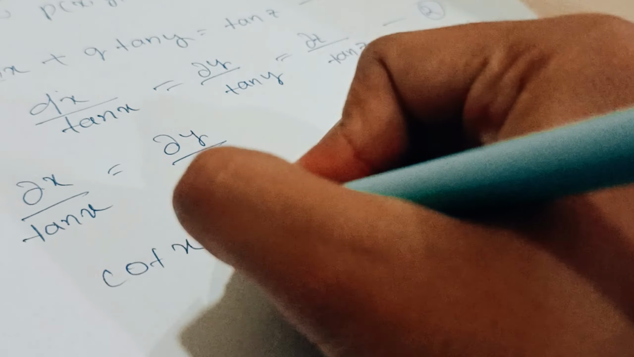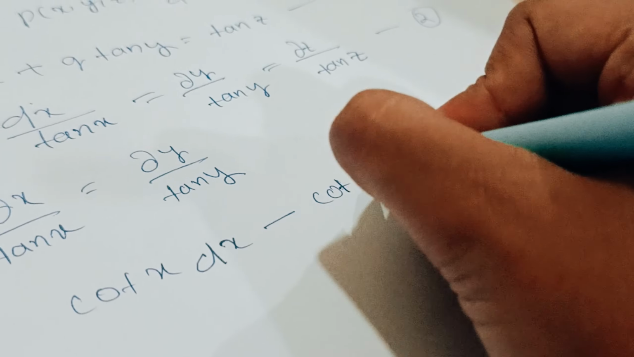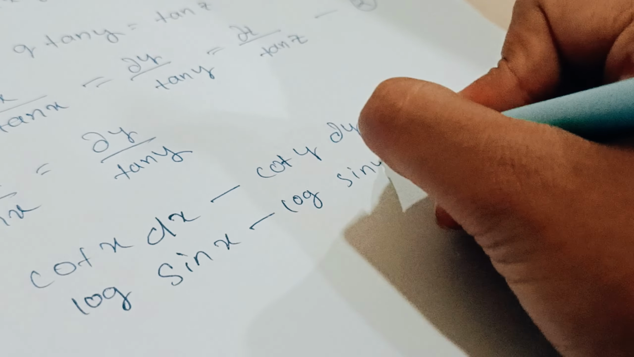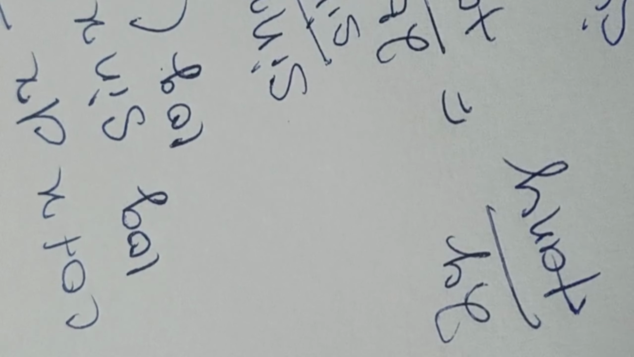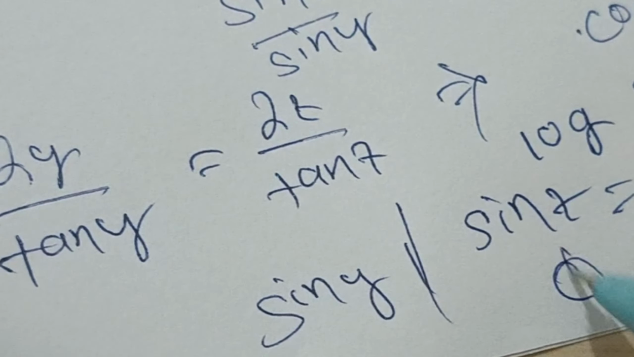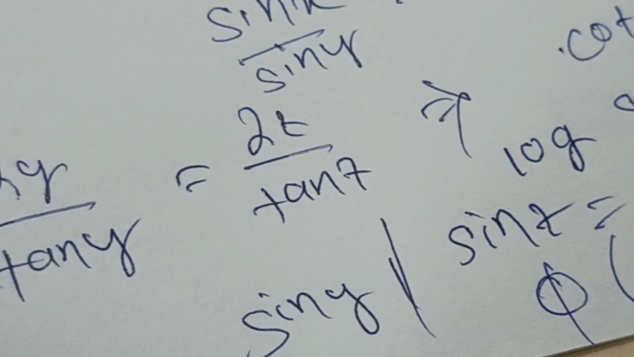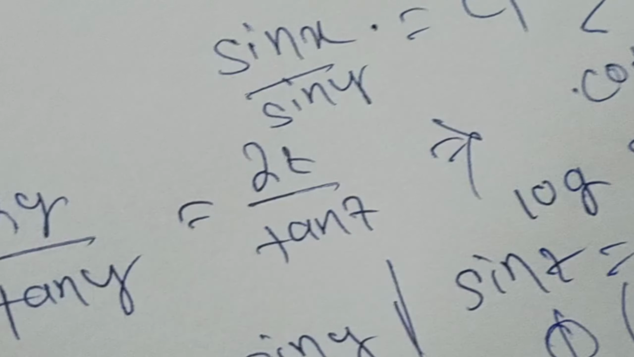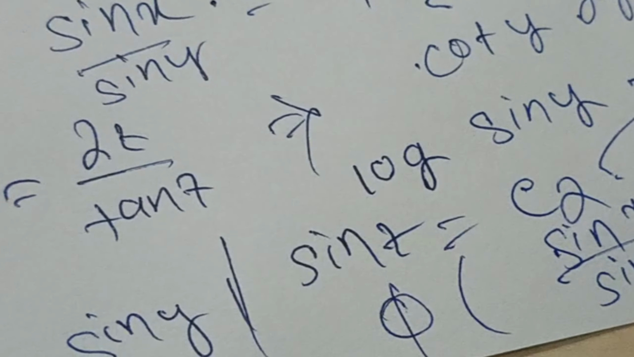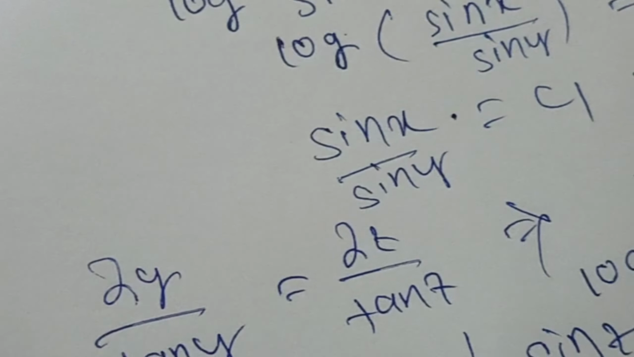So now it's solved. Del x by tan x equals cot x dx minus cot y dy equals 0, which on integration gives log sin x minus log sin y equals log of c1, and sin z equals c2. The arbitrary functions are sin x by sin y, this one and this one, and sin y by sin z equals 0. So phi is an arbitrary function.